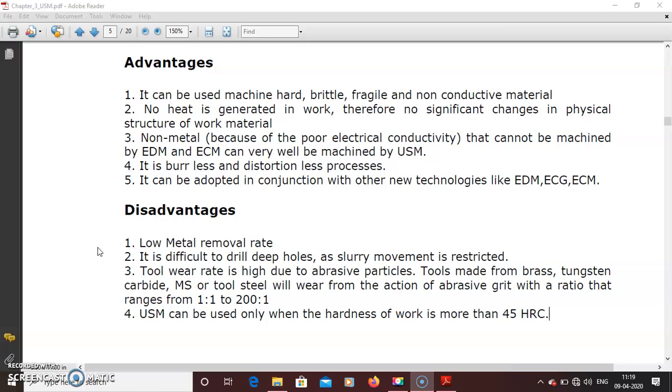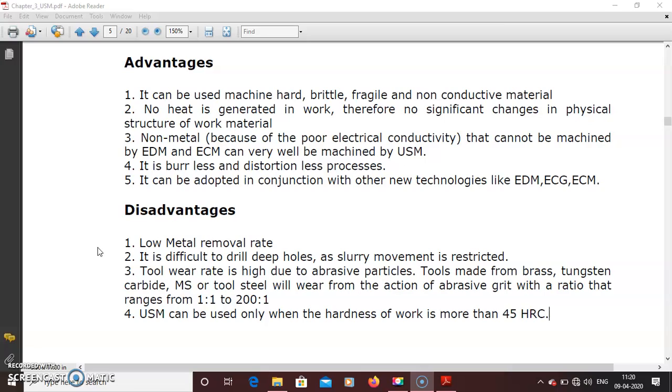So in the applications we have discussed, suppose we want to increase the depth of cut, we can use the special flushing technique, but a deep hole is not possible in a normal machine. Tool wear rate is high due to the abrasive particles. A tool made from brass, tungsten carbide, MS or tool steel will wear from the action of the abrasive grit with a ratio that ranges from 1:1 to 200:1.